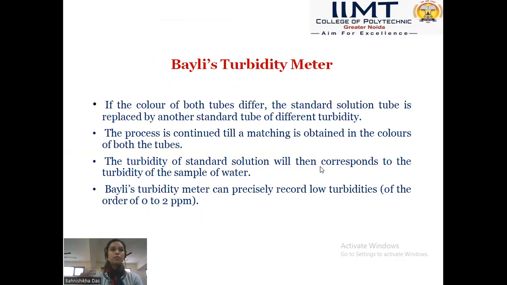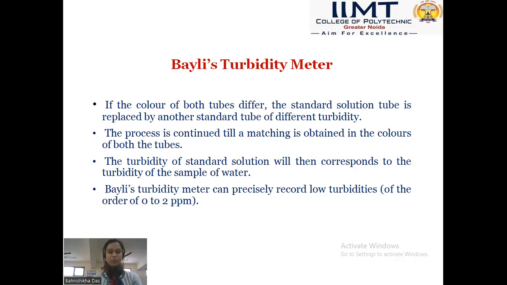If the color of the two tubes differs, that means the turbidity of the two tubes is different. Since one tube is filled with the standard turbidity whose value is already known to us, we will replace the standard solution tube with another standard solution tube of different turbidity, and we will keep continuing the process till the blue color in both the tubes matches. Whenever the blue color in both the tubes matches, it means the turbidity of both the tubes is the same, and we can get the turbidity from that value.